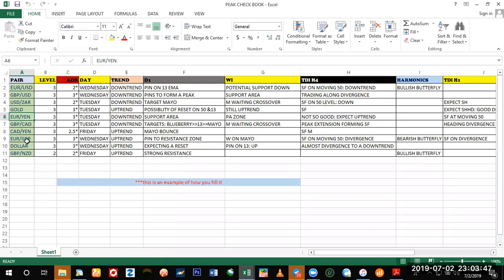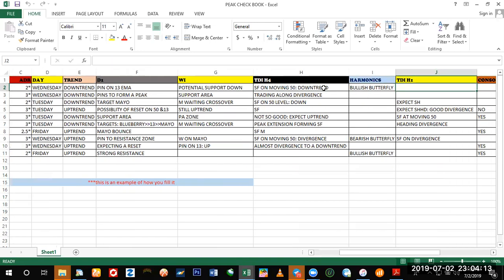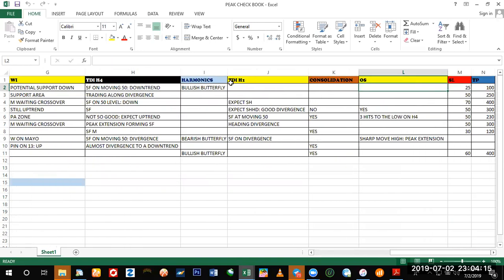It has a list of pairs here. So you list your pairs that you're trading. You mark which level you are, for example, you're level 3. What's the ADR there that has completed? It's only 2 times. What day is it? It's Wednesday. So the trend is downtrend. What's the daily chart saying? What's the weekly chart saying? What's the TDI on the hour 4 saying? What's the harmonics on the hour 4 saying?